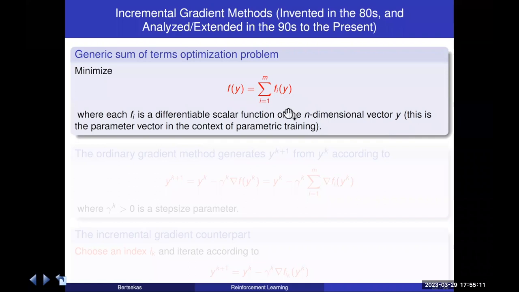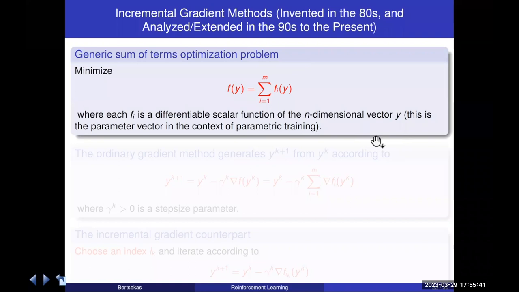Now, these methods were invented in the 80s. They were understood in the 90s, and the research in this area continues. In the context of neural networks, these methods are called backpropagation. To me, they're just incremental gradient methods, but if you want to call them backpropagation, that's fine, as long as we understand what we're talking about.